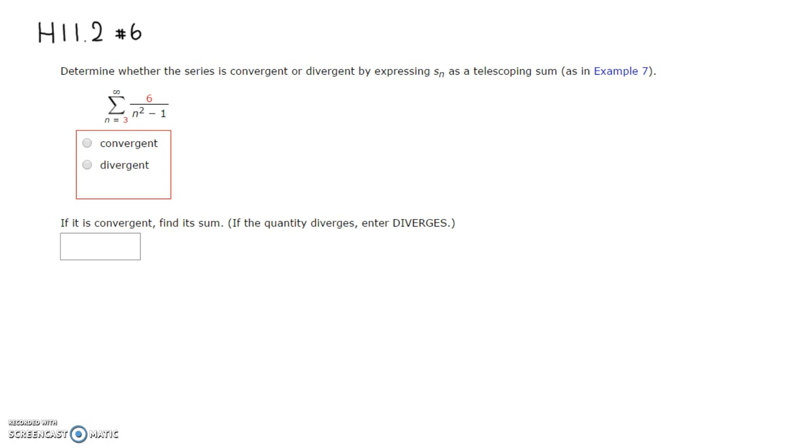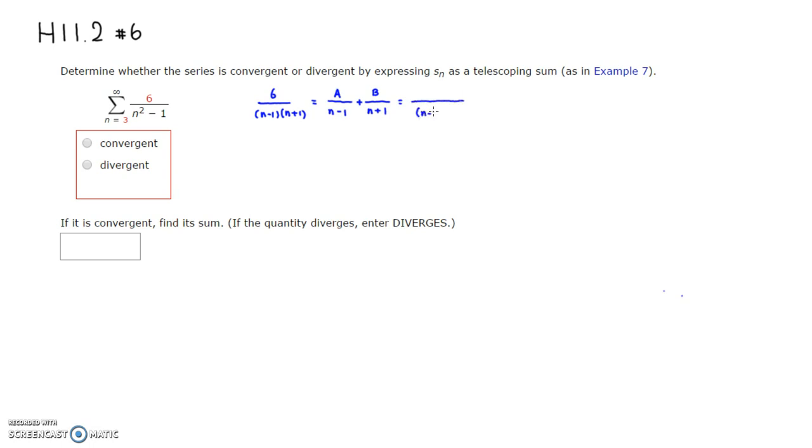We have to do a partial fraction decomposition here. So I'm going to write this as 6 over, factor out the denominator, n minus 1 times n plus 1. So this is going to be equal to some constant A over n minus 1 plus B over n plus 1. Now we're going to put these back together.